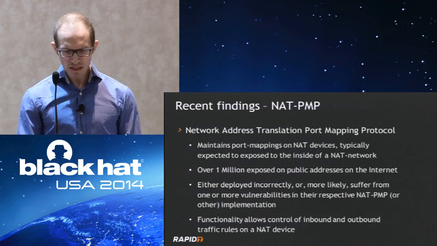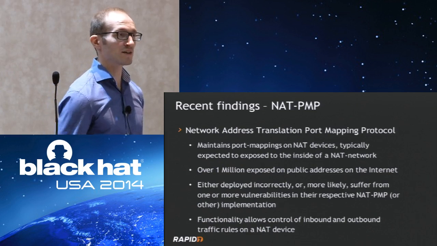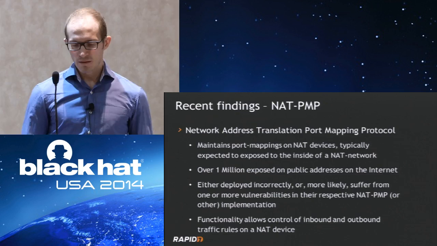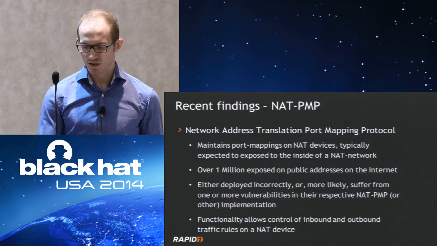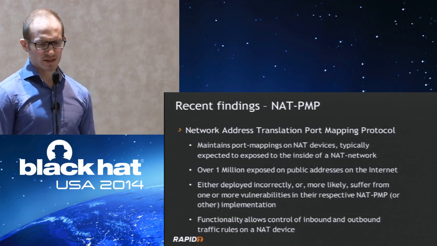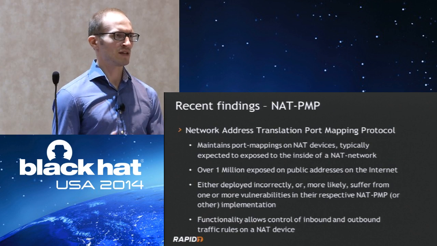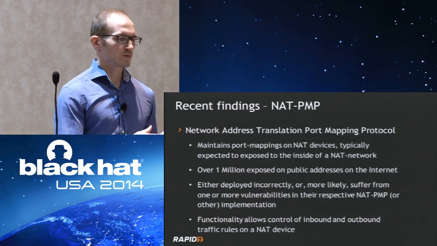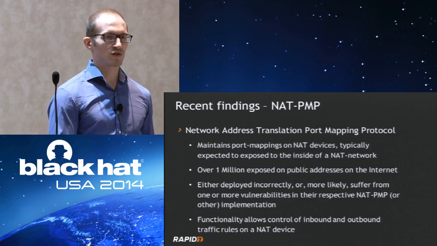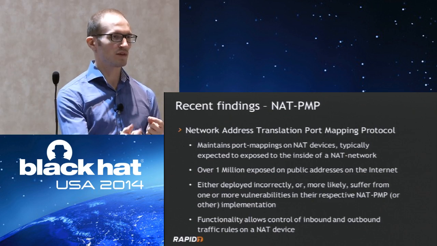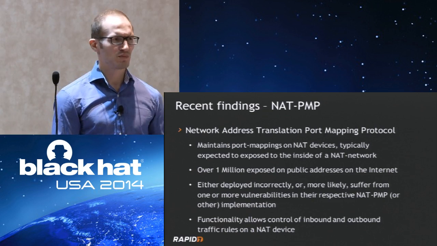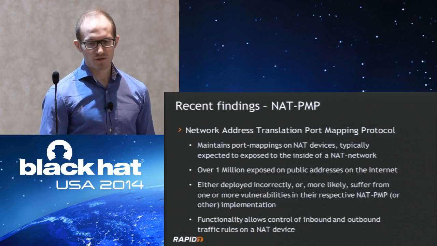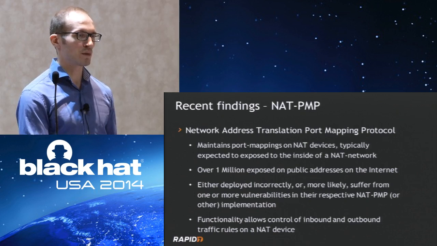All right, let's continue a little bit into the recent findings because I've got to be fast today. Recently, one of our guys, John Hart, looked at network address translation port mapping, which is called NAT-PMP. It's a protocol that maintains port mappings on NAT devices, typically used to enable certain software or devices to talk to others on the internet, mapping ports from the outside back. I think this was used for voice over IP or Skype, some other protocols. And over 1 million devices expose this service on public addresses on the internet.